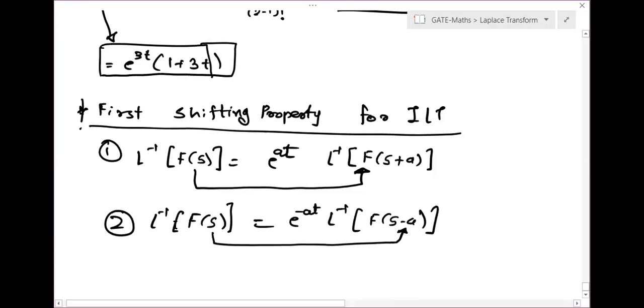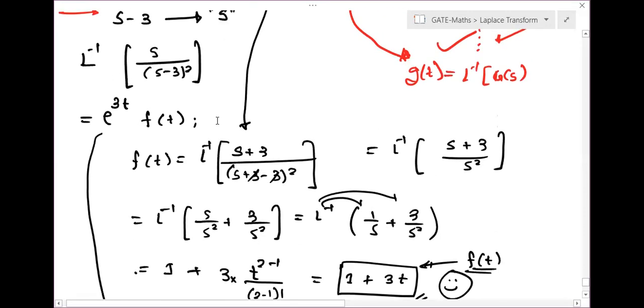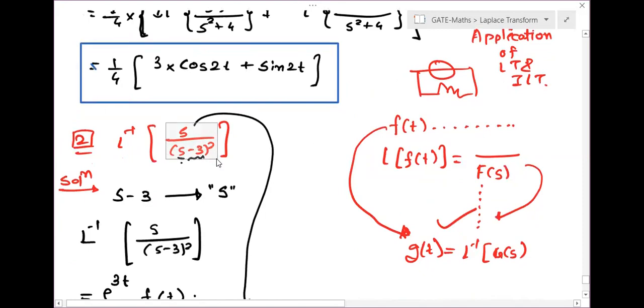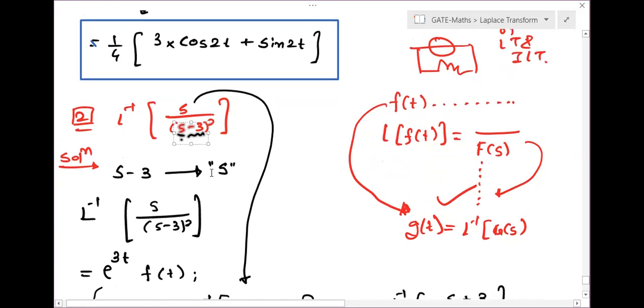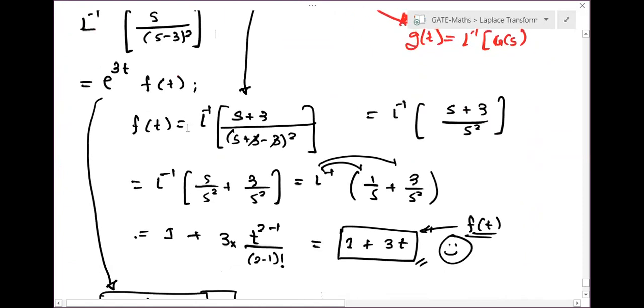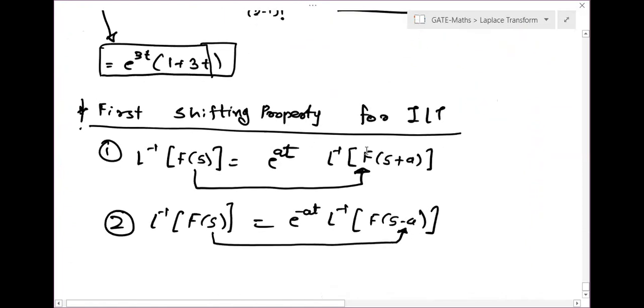So here also in this question, we could not find the Laplace inverse of s by s minus 3 whole square directly. However, if I replace this s with s plus 3, then this plus 3 minus 3 will get cancelled out. So after simplification, we can get this. Is it clear now? Please give me some response.